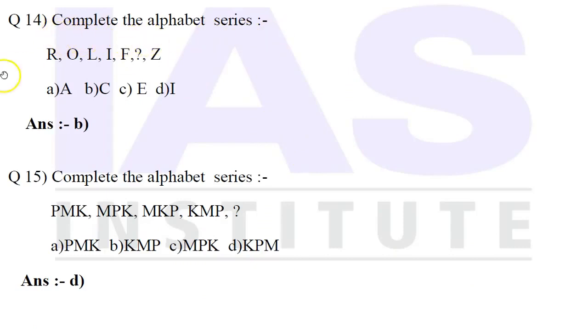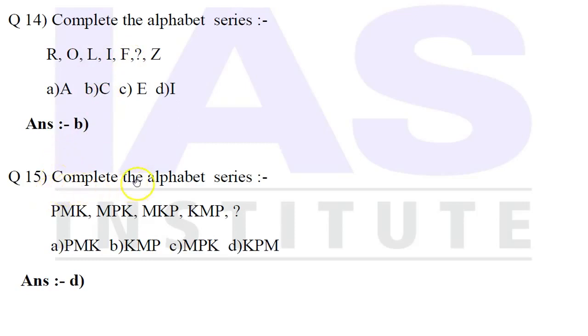Moving on to the 14th question now. Complete the alphabet series. You have R, comma, O, comma, L, comma, I, comma, F, comma, dash, comma, Z. So now if you observe here, what is the connection between R and O? R minus 3, the answer here is O. So same thing, minus 3, you have to do it for all the terms here and you will get the answer here as C. So B option C is the correct answer here.